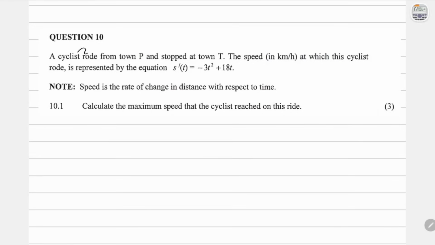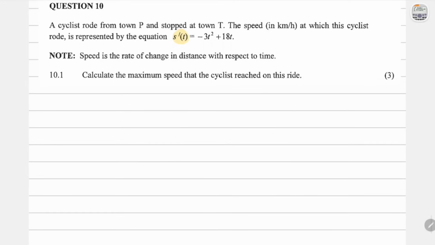Question 10 says, a cyclist rode from town P and stopped at town T. The speed at which the cyclist rode is represented by the equation s prime of t. So this is just the speed itself. Note, speed is the rate of change in distance with respect to time, okay? And 10.1 says, calculate the maximum speed that the cyclist reached on this ride. Okay, so in this case, you just have this cyclist riding, okay? And they gave us the speed only.